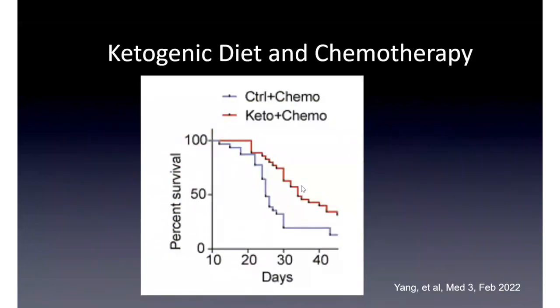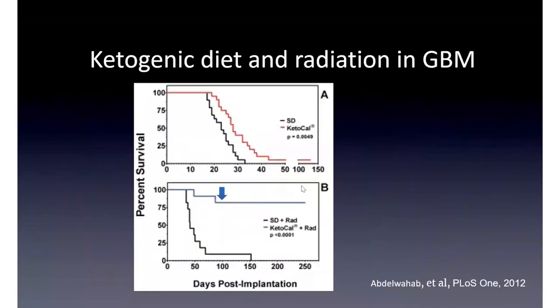This was looking at a ketogenic diet and just standard chemotherapy for pancreatic cancer. And again, you can see that we get better overall survival when we combine chemotherapy with a ketogenic diet. And this is looking at radiation. So combining radiation and a ketogenic diet was better than radiation with a standard diet. This was done in mice with GBM tumors or glioblastoma tumors, and where the blue arrow is where they converted the mice back to their standard diet and still did not see recurrence.